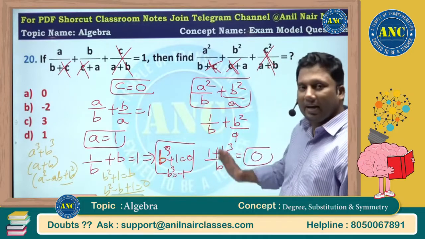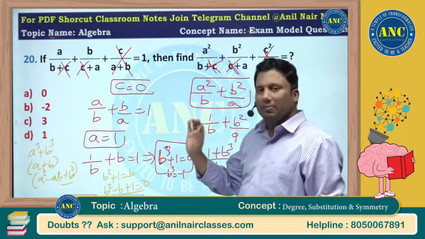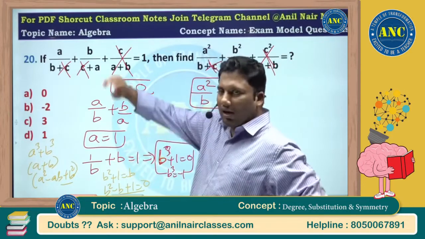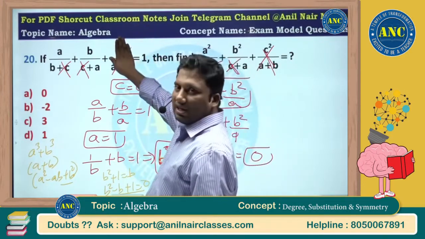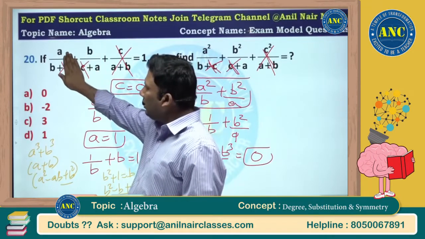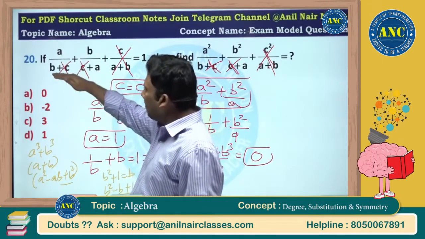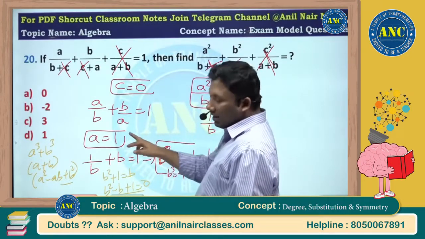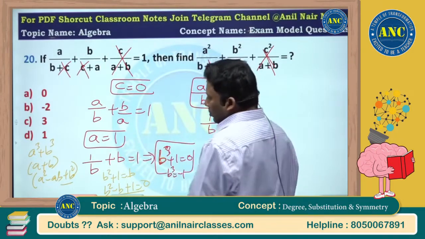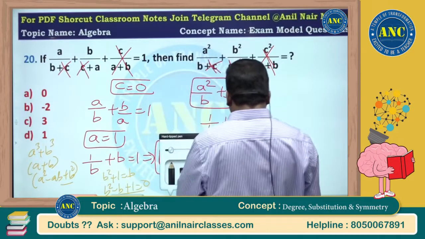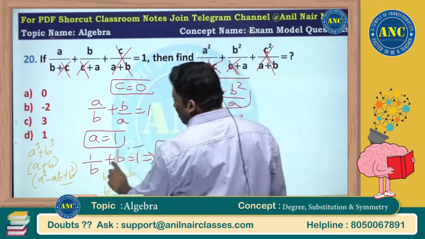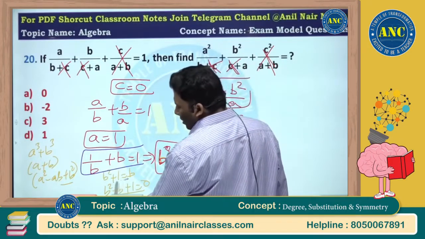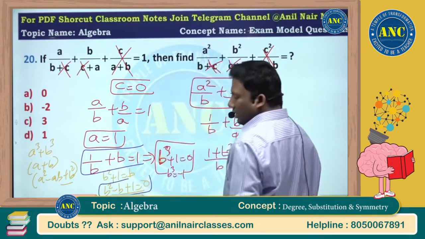I hope the idea is clear. What I made? The 0, 1 or minus 1 method. I made c 0. A by b plus b by a equivalent to 1. Make the denominator equivalent to 1. So 1 by b plus b equivalent to 1, b square plus 1 equivalent to b, b square minus b plus 1 equivalent to 0.